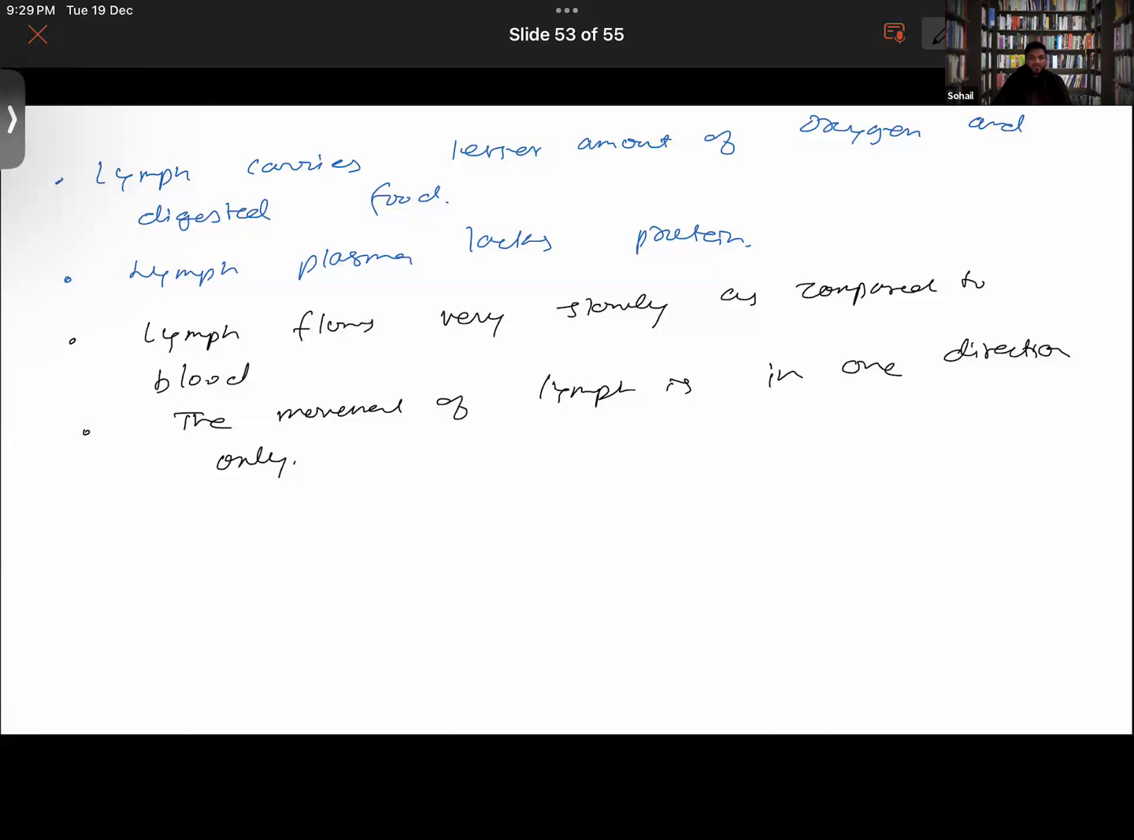Okay, I hope that is clear to everyone. So the chapter basically finishes here. If you guys have any doubts related to this, please do let me know.